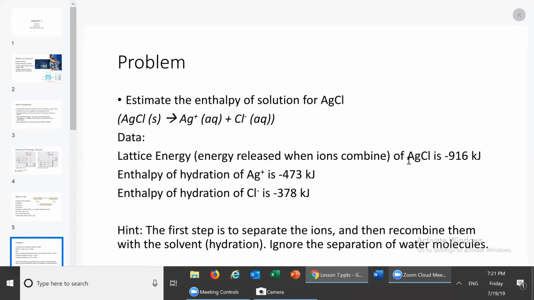We're given the lattice energy of silver chloride. This is the energy released when a silver plus ion combines with a chloride 1 minus ion. So Ag plus Cl minus goes to AgCl. We're given that this is negative 916 kilojoules. And the enthalpy of hydration is basically when we go from silver plus to silver plus aqueous at what's called infinite dilution, okay? But you don't have to worry about what infinite dilution means. All this is saying is this is the energy we get when water molecules interact with our silver ions, and likewise for the chloride ions. With this information in mind, you can estimate this enthalpy. I'll give you a minute to do that.